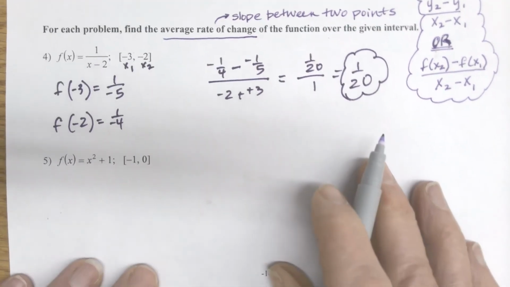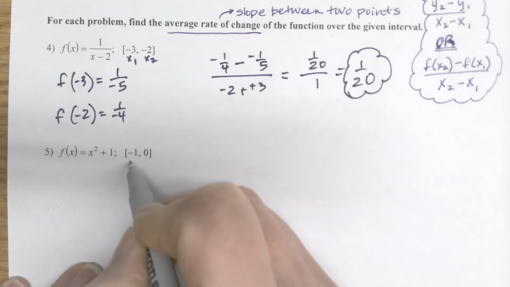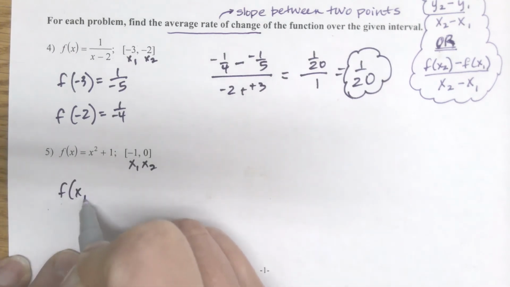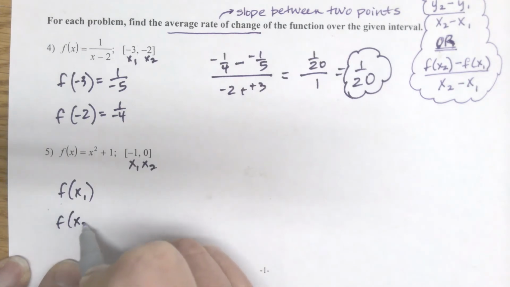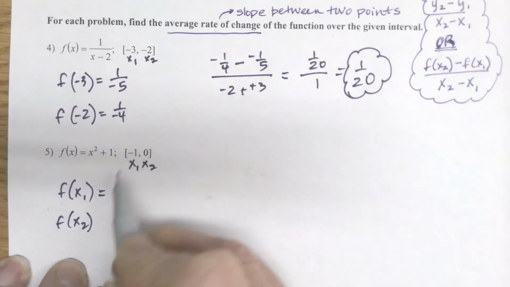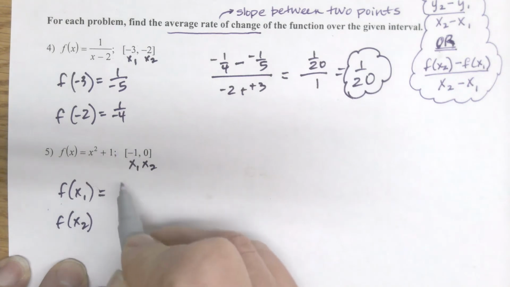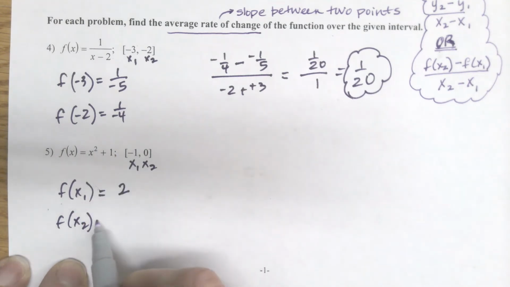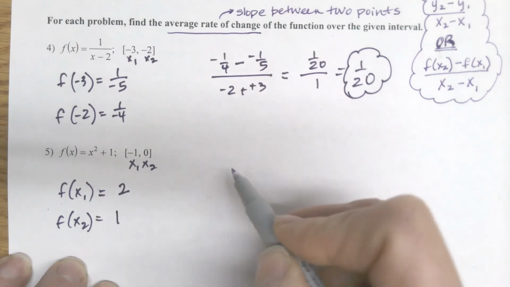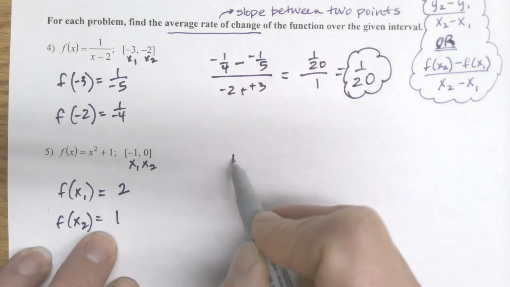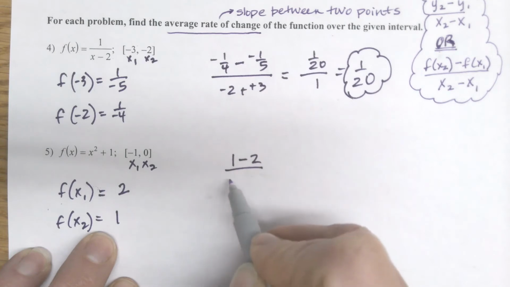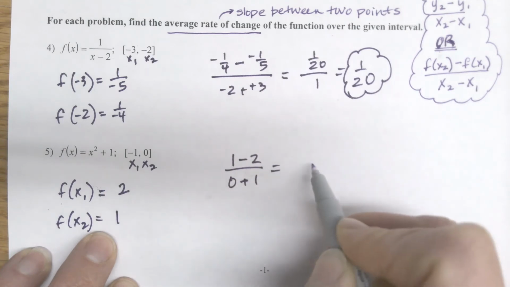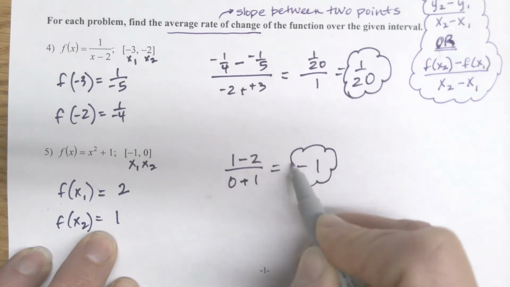Again, I'm going to evaluate this the same way. My x1 and my x2, I need to find f of x1 and f of x2. f of x1 is 2, negative 1 squared plus 1. f of x2 is 1. I put it into my slope formula, 1 minus 2 over 0 minus negative 1. I end up here with negative 1, average rate of change.